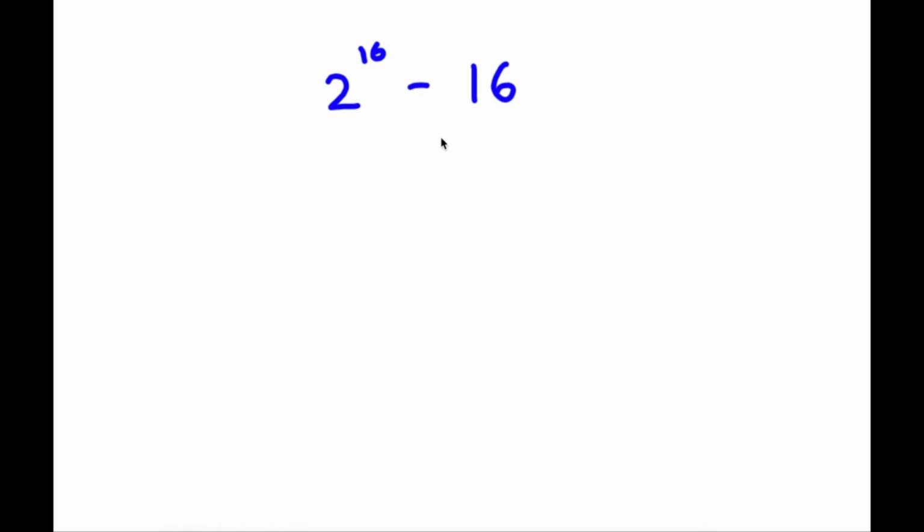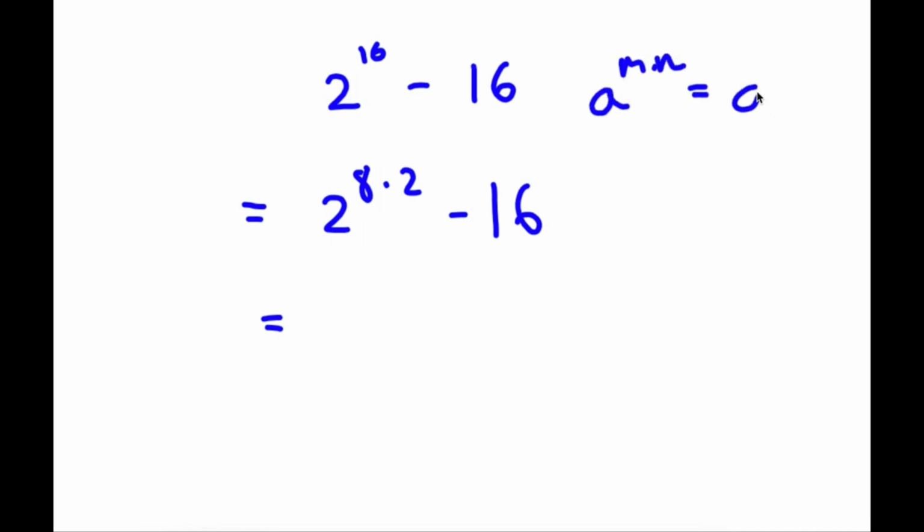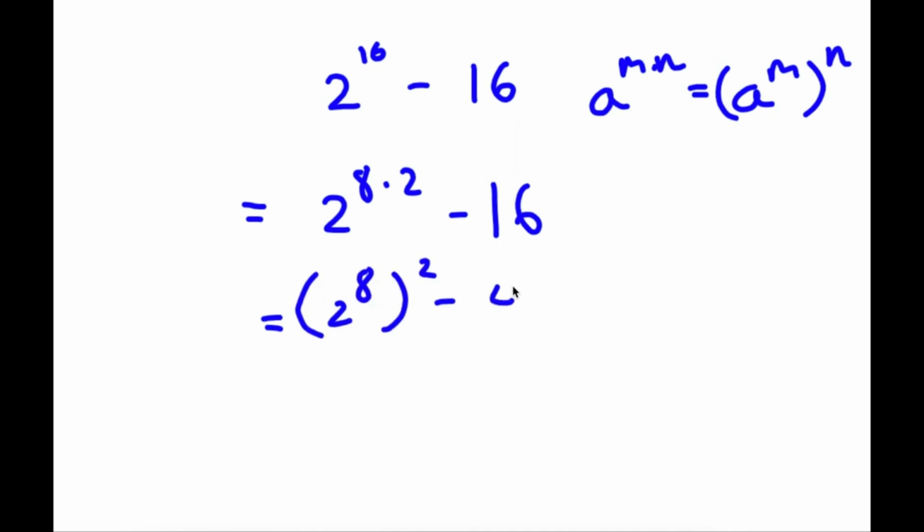So I have 2 to the power of 16 minus 16. Now 16 here, this is the same thing as 8 times 2. So now I have 2 to the power of 8 times 2 minus 16. Now, if I have something in the form a to the power of m times n, this is equal to a to the power of m to the power of n. So 2 to the power of 8 times 2 is going to equal 2 to the power of 8 to the power of 2, minus 16, which I can rewrite as 4 squared.